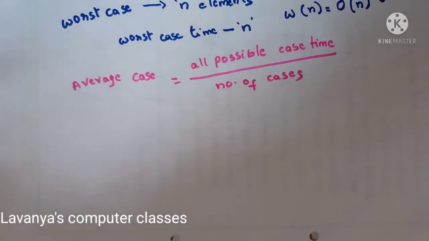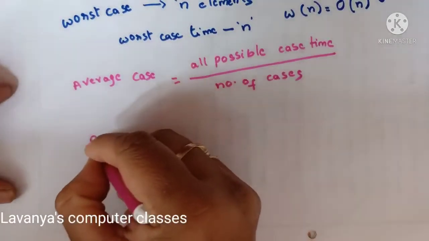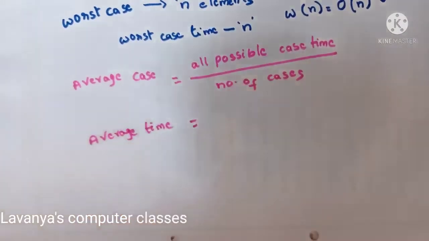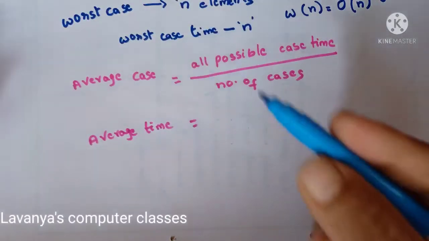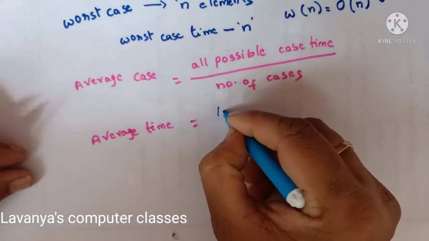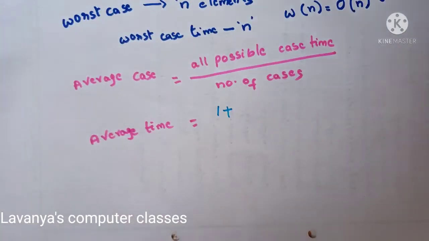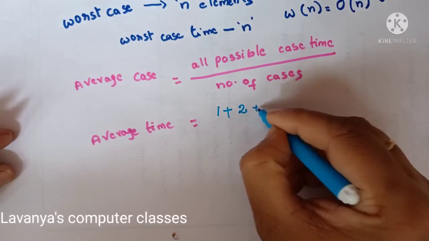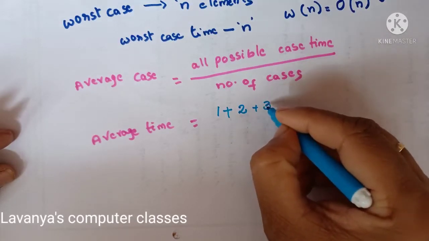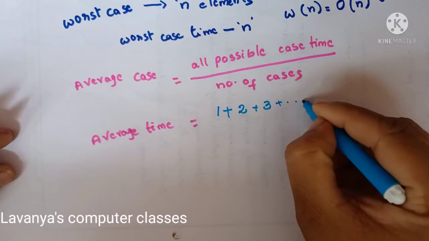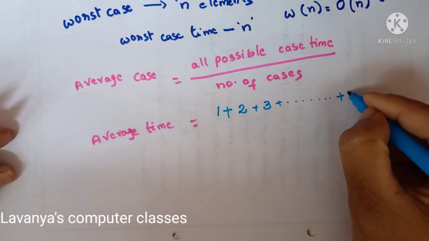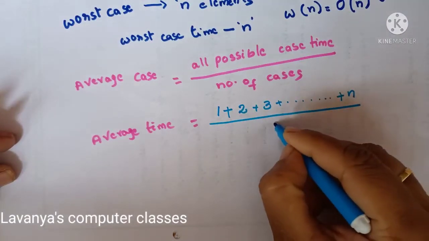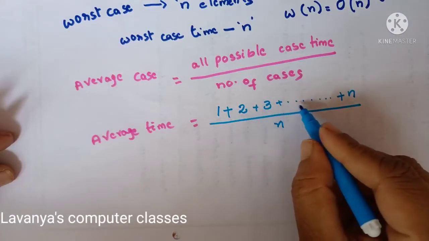For example, you have to find out the average time. Suppose you have n elements. If the element is available in the first place, only one iteration is required. If it is in the second place, we need 2 iterations. If the searching element is in the third place, we need 3 comparisons. Like this, if the element is at the nth place, we require n iterations. So the number of cases is n, and the total is 1 plus 2 plus 3 and so on up to n.